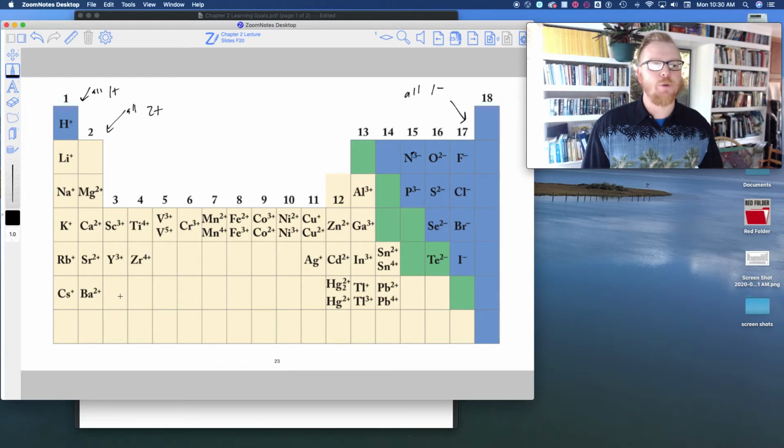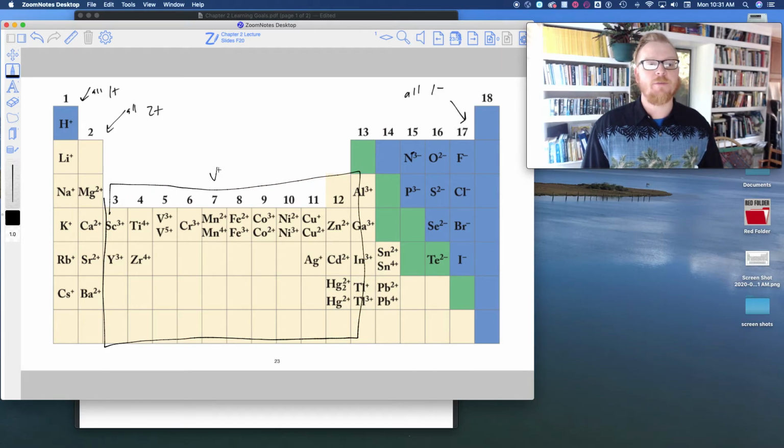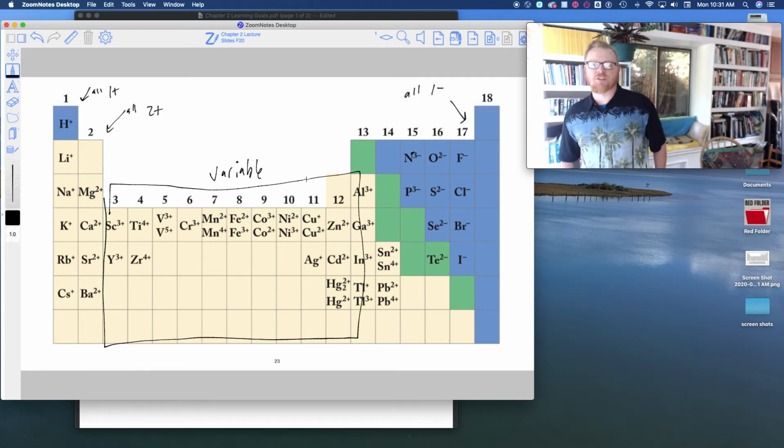Similarly, now if we look at group 3, scandium and yttrium are 3+, and titanium is 4+, and so forth. But now look what happens with vanadium. Vanadium can be 5+, but it could also be 3+. And look what happens with chromium. It's not 6+, it's 3+. And manganese can either be 2+ or 4+, okay? So these transition elements that I'll box up right here, they can be variable. So when they form compounds, their charges are variable.